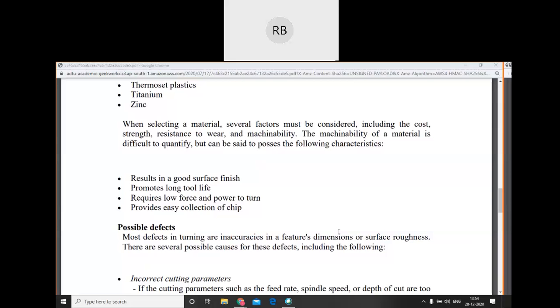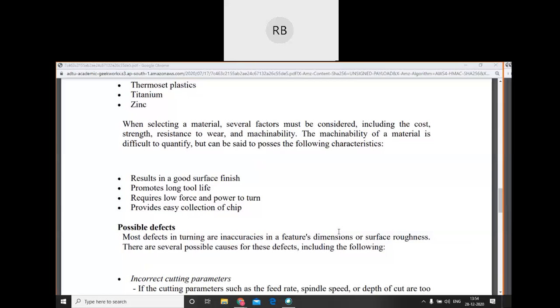The machinability of a material is difficult to quantify, but can be said to possess the following characteristics. If the machinability is good, then it results in a good surface finish, promotes long tool life, requires low force and power to turn, and provides easy collection of chips.